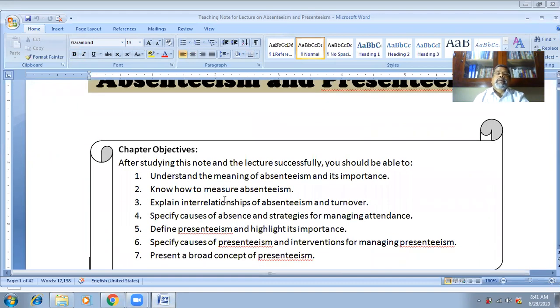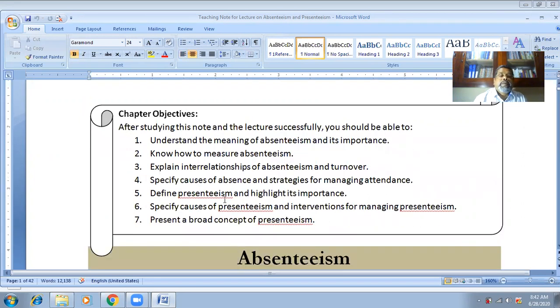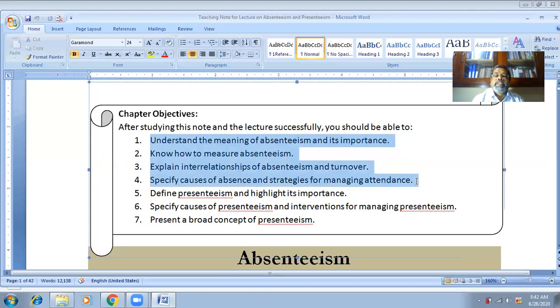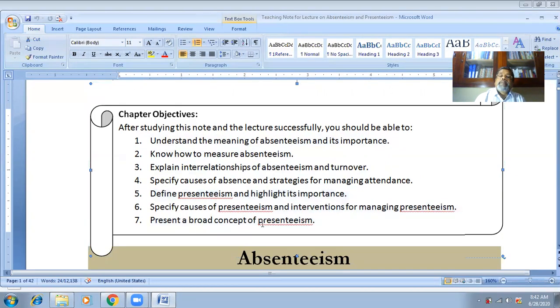So you can see here the chapter objectives. There are 7 objectives. Four objectives are related to absenteeism, and objectives numbered 5, 6, and 7 are related to presenteeism. Hopefully, after listening to this lecture and studying, you will be able to achieve these 7 objectives. They are the learning outcomes that I expect from this session. Okay, then we have absenteeism.